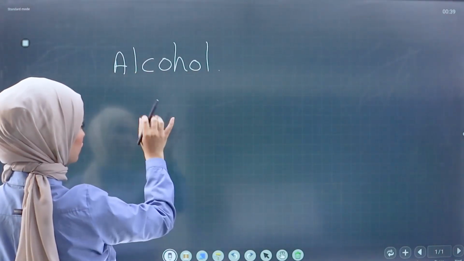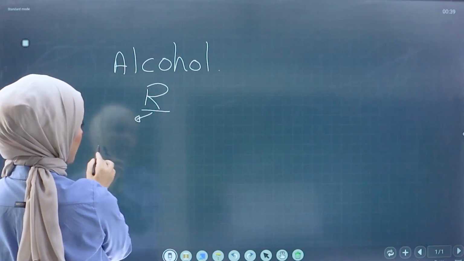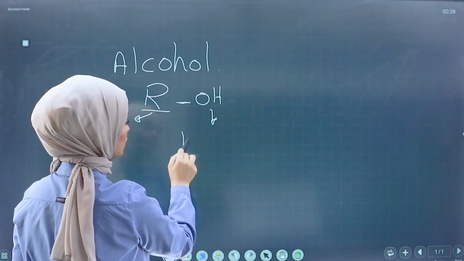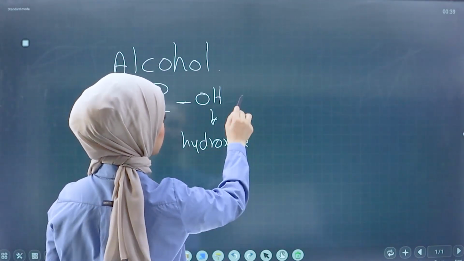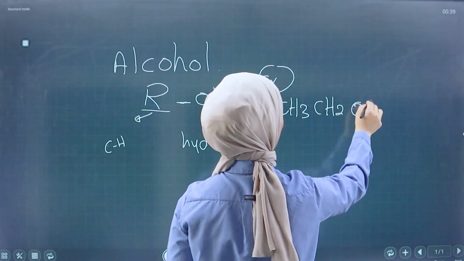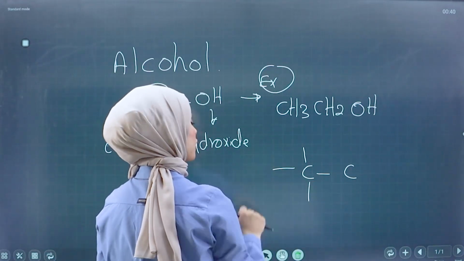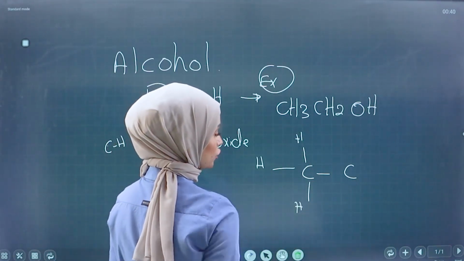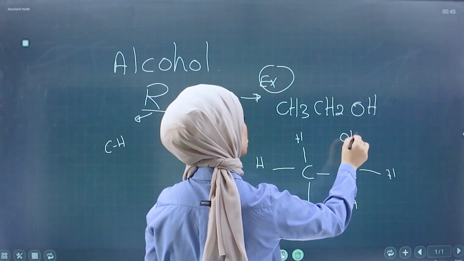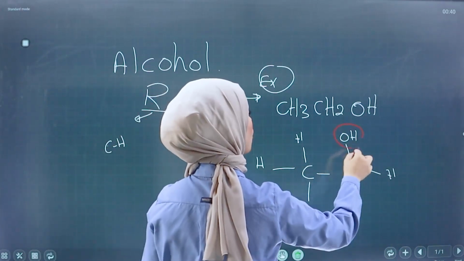Alcohol is a functional group. It consists of a hydrocarbon. Whatever the hydrocarbon is, we represent it by R. R means hydrocarbon, like a number of carbons and hydrogens, and it has as well OH. The OH is the hydroxide. Okay, let's take an example. For example, CH3CH2OH. How do we write it? I will write 2 carbons, and I will provide this carbon with 1, 2, 3 hydrogens, and this carbon with 1, 2, 3 bonds. But instead of hydrogen, I will put OH. This is the only difference, okay, teacher? Instead of the hydrogen, we only have an OH.